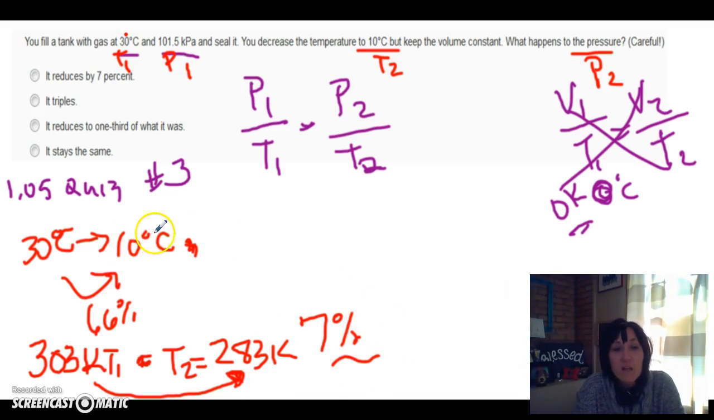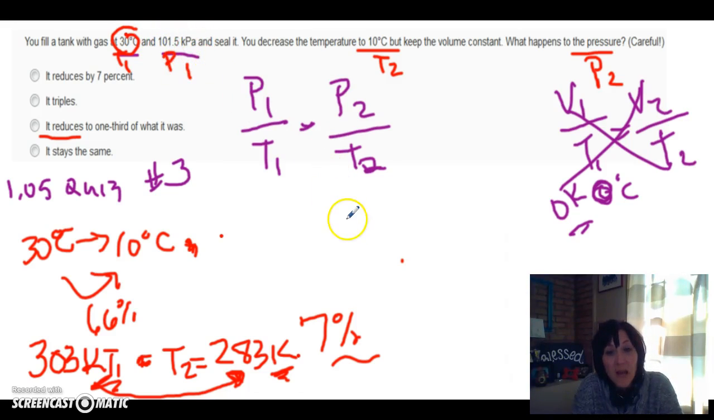There's a huge difference when we're looking at Celsius versus Kelvin versus Fahrenheit. So we need to make sure we're in Kelvin. So those of you who missed this and said it reduced to 1/3 of what it was, or reduced by 2/3, that's what the temperature did if you keep it in Celsius, but we can't keep it in Celsius. We have to convert to Kelvin.